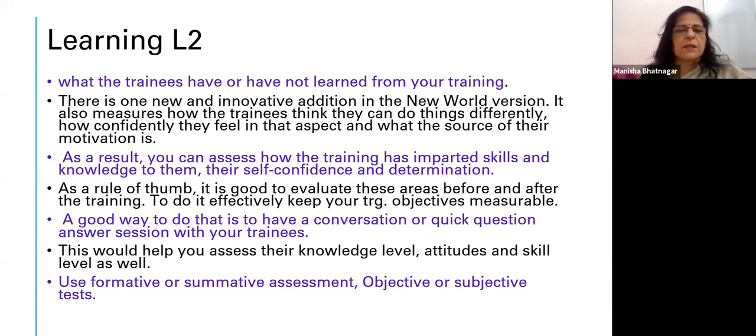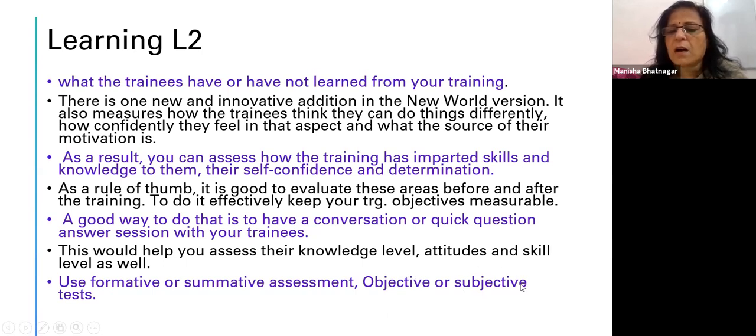Mostly summative assessment is either linked with increments or promotions or more responsibilities or positions in different strategic posts, or some posts where you need to have some particular skills. It could also be objective or subjective tests. Objective tests are more common nowadays.